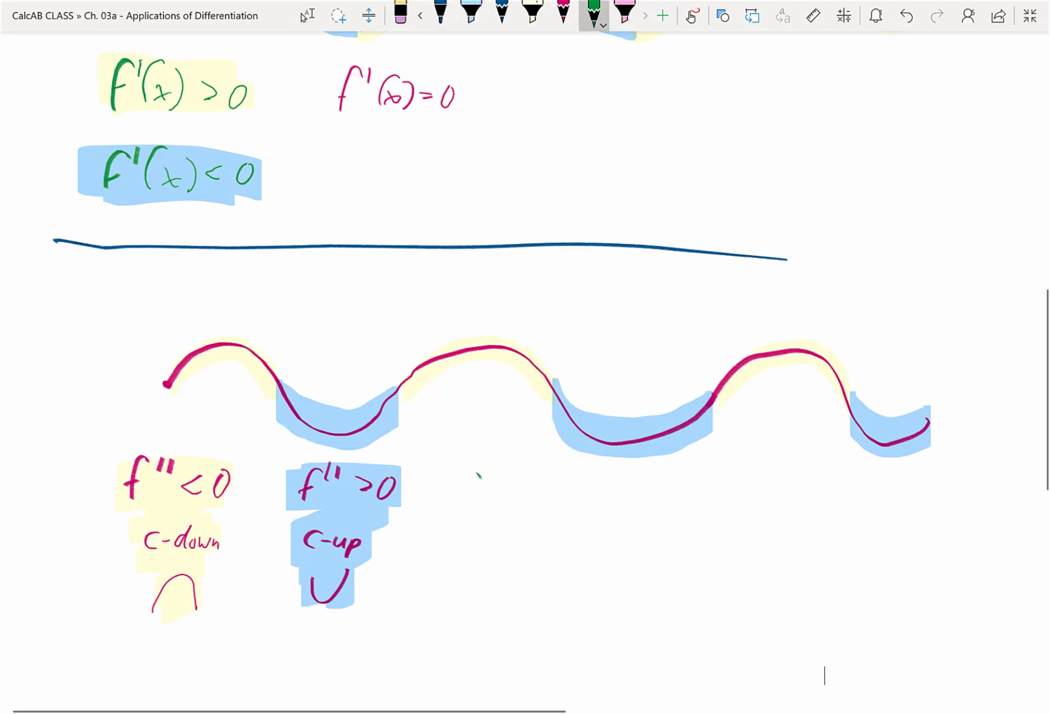And then, as we said before, anytime f double prime is equal to 0, that's these points that transition from concave up to concave down, and those are called points of inflection.